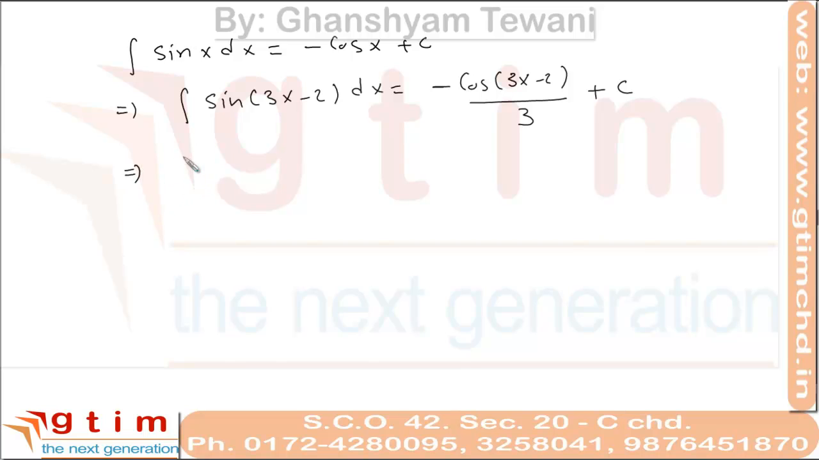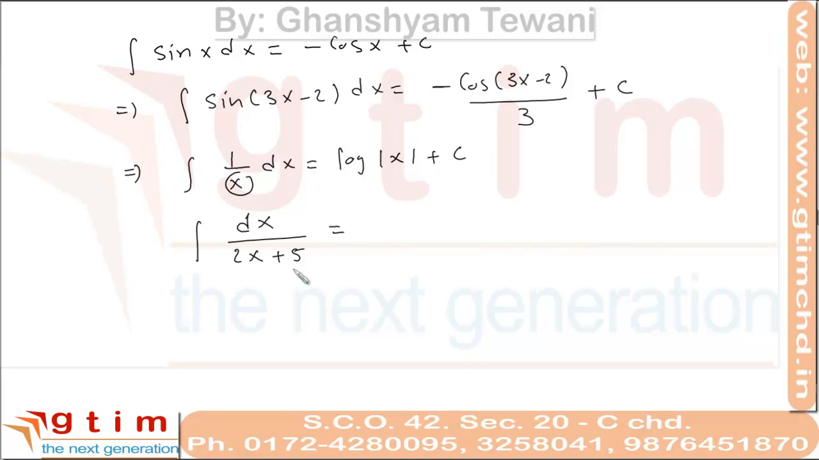For example, for 1 upon x, integration is log of mod x plus c. Then what is the integration of 1 upon 2x plus 5? This is a linear function. Here x is replaced by 2x plus 5. Then the integration is what? Log of 2x plus 5 upon the constant coefficient of x, that is 2. So, by 2, plus c.